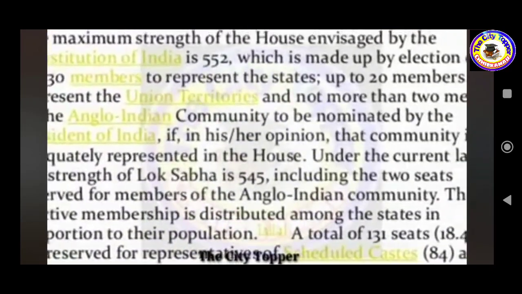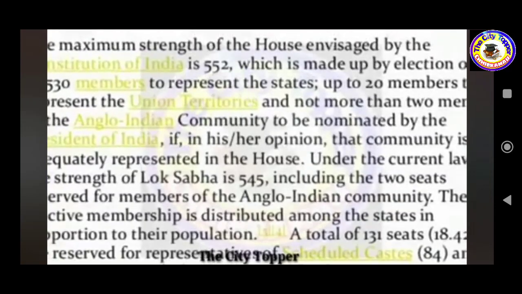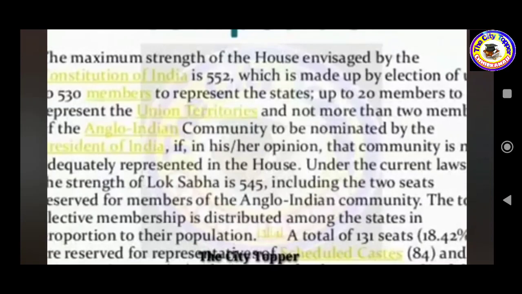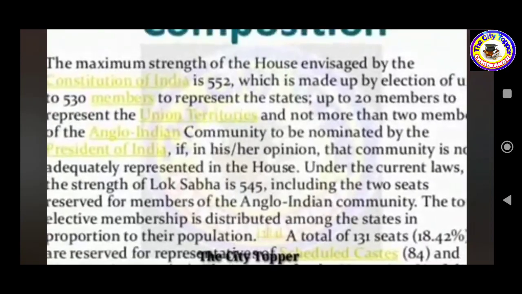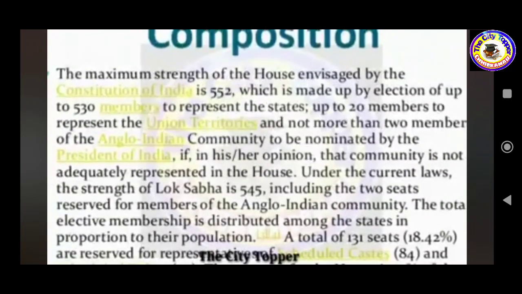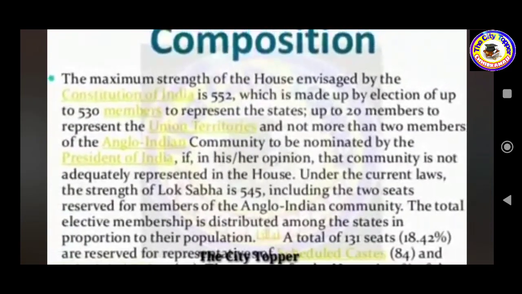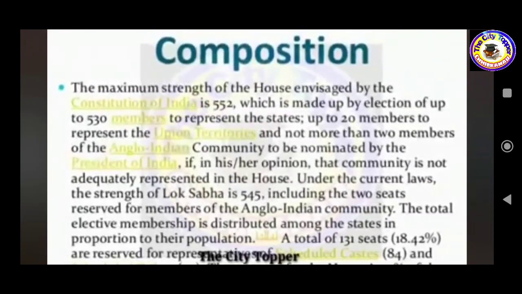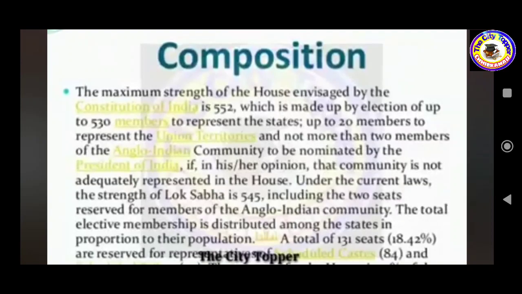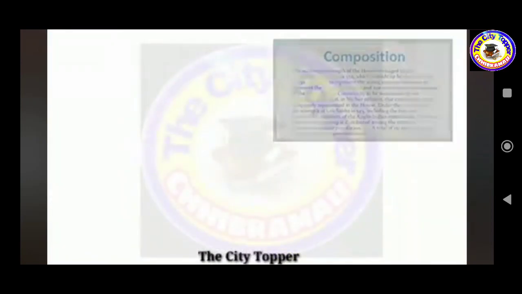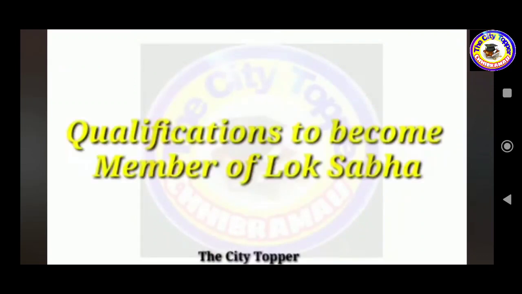Now the composition of Lok Sabha. The maximum strength of Lok Sabha as provided by the Constitution is 552. 530 members shall represent the states, 20 members shall represent the union territories, and 2 members of the Anglo-Indian community may be nominated by the President to the Lok Sabha in case he feels that this community is not adequately represented.